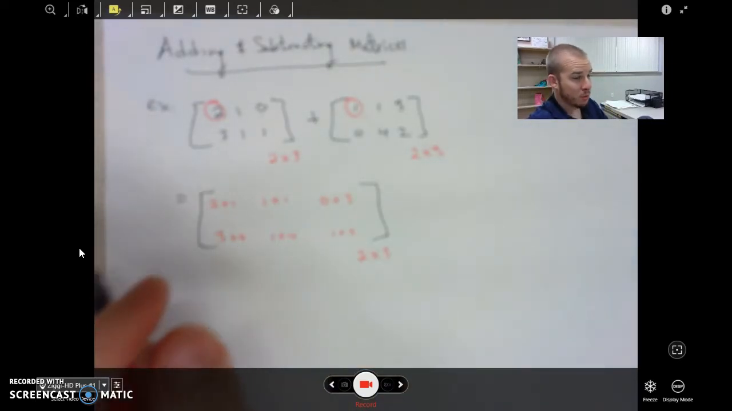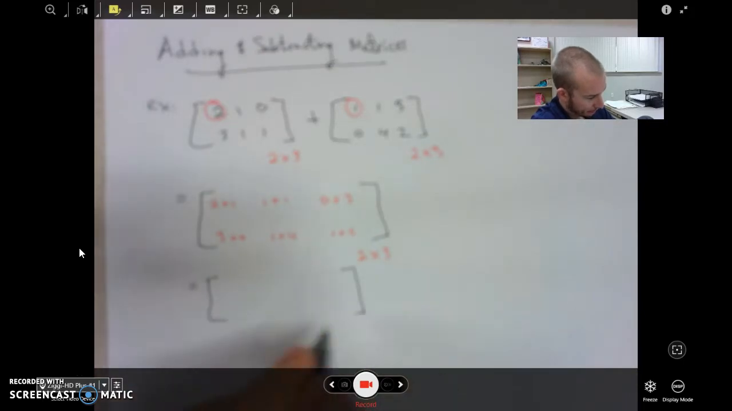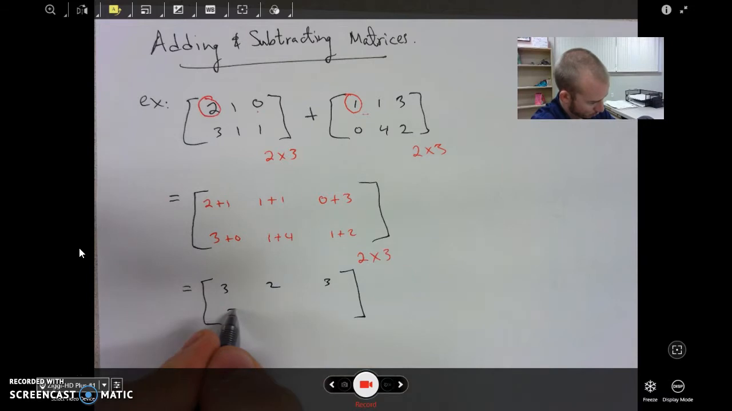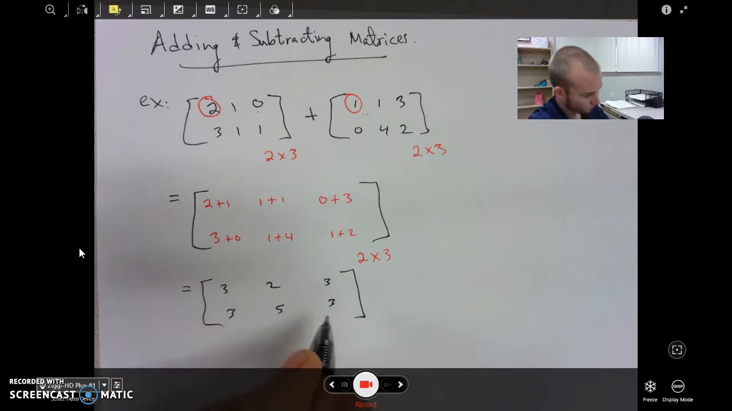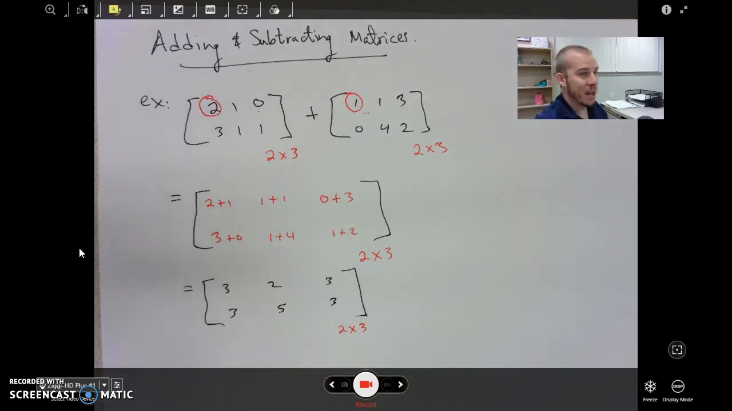As you guys know, Mr. Blair loves taking points off if you don't simplify, because that makes him mad. Don't do that. Simplifying, we get 3, 2, 3, 3, 5, 3. This is still a 2 by 3 matrix, and we've now added 2 matrices. And that's it.